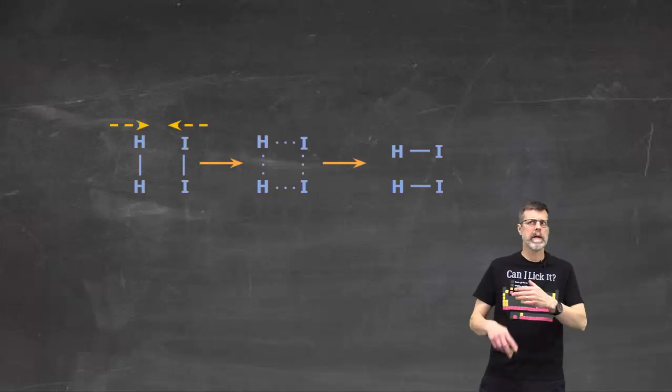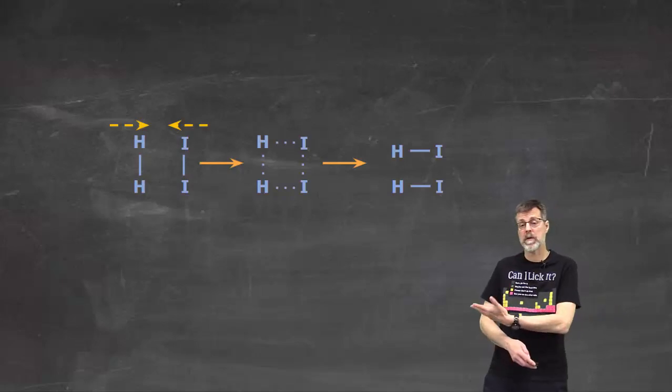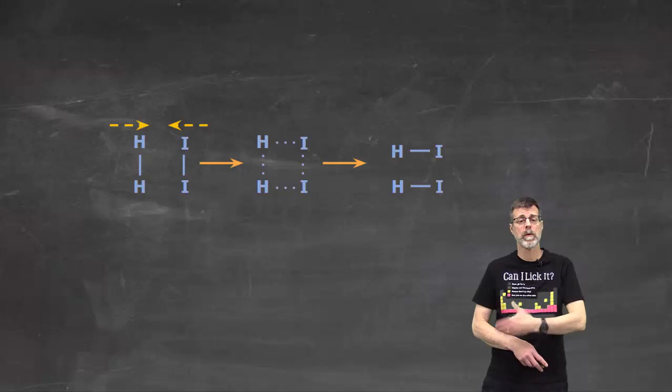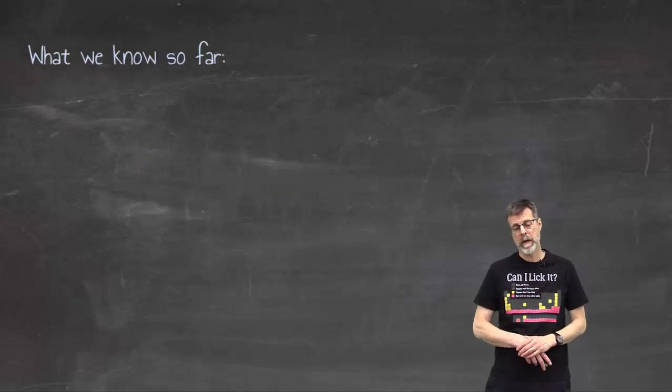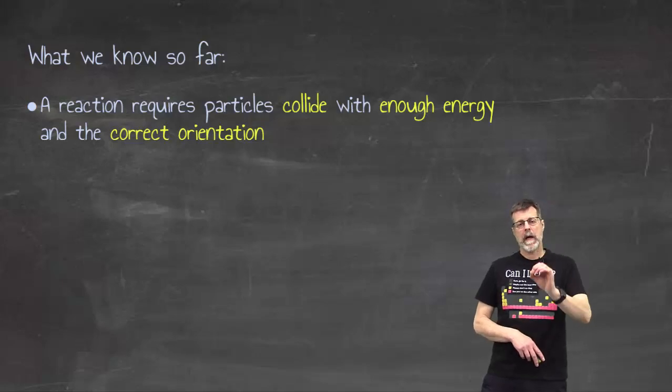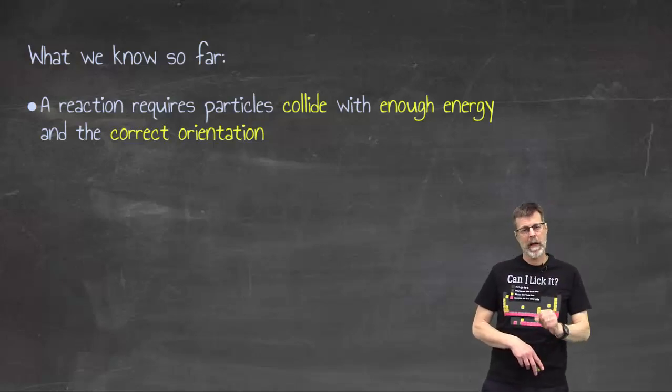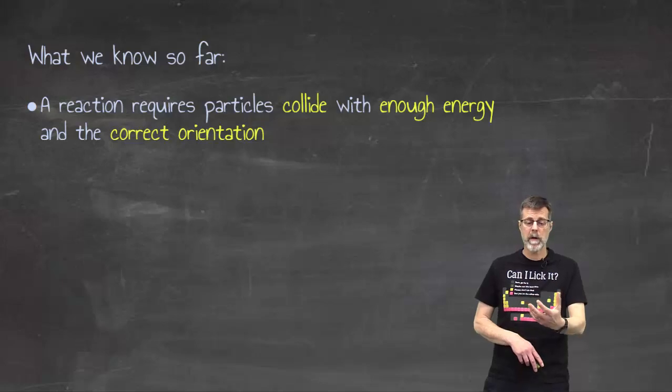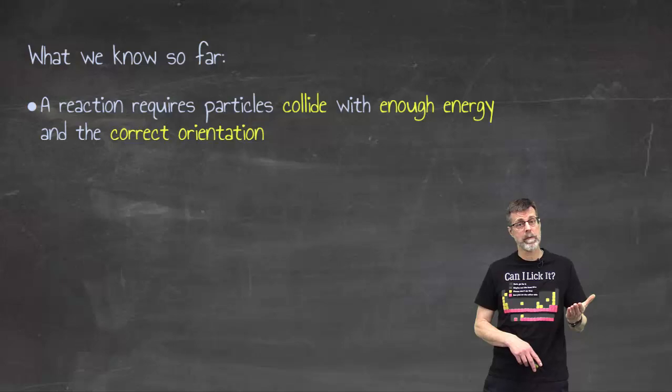Well, what if I had that collision, but the bond's broken, the old bond's reformed? I'd never know it. So the only thing I'm going to notice is if new bonds form between new partners. Okay, let's revisit this. If I have a collision between particles and there is enough energy in order to break the bonds and they're lined up correctly, then I can have a reaction.